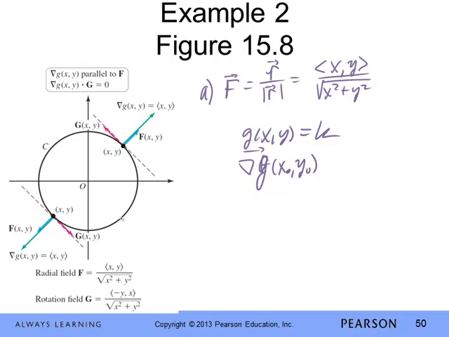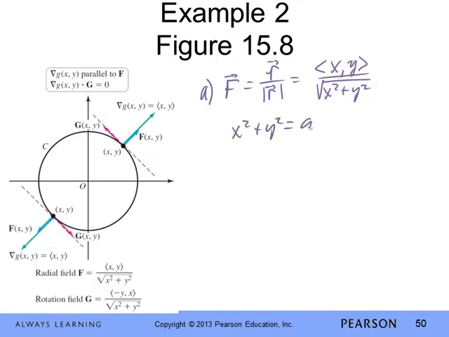What was the equation for the circle? Well, it's x squared plus y squared equals R squared, or a squared or whatever. So we have x squared plus y squared is equal to a squared. And let x squared plus y squared be equal to our g of x,y. And what is the gradient of g? Gradient of g is equal to what, 2x comma 2y.